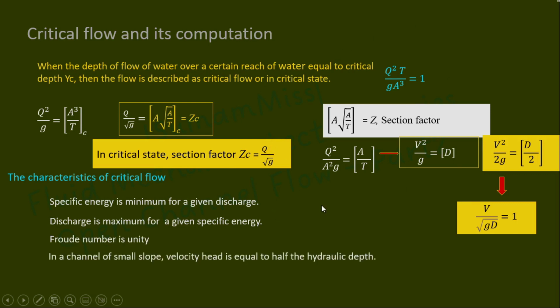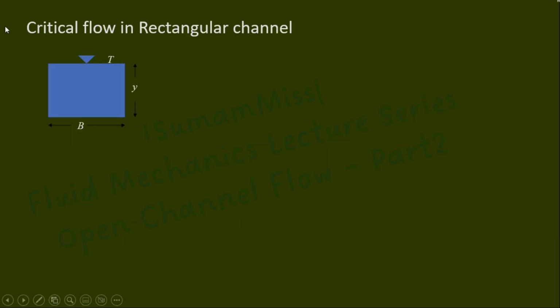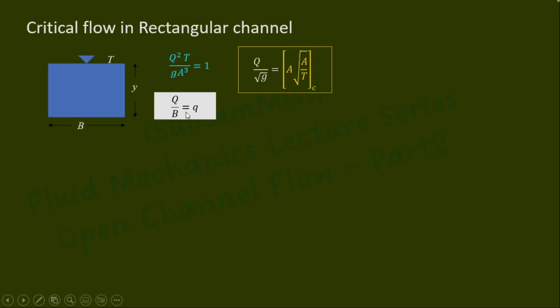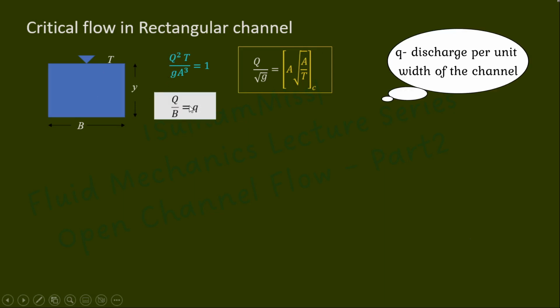Now let us consider a rectangular channel. In a rectangular channel, the top width T and bottom width B are the same, and the equations representing the critical state of flow are Q square T by G A cube equal to 1 and Q by root of G equal to A into root of A by T. For a rectangular channel, we can represent the discharge Q equal to small q into B, in such a way that small q represents the discharge per unit width.